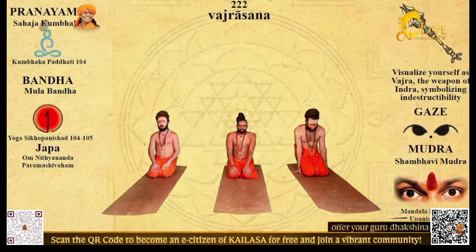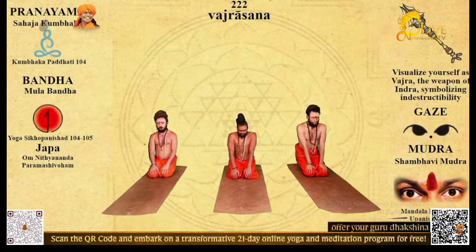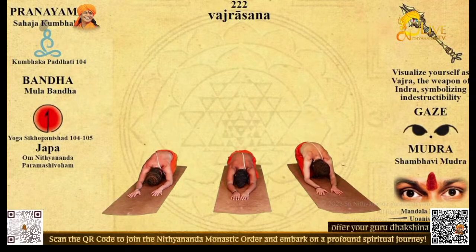Next up is Vajrasana. Now sit on your knees with the top of the feet flat on the mat, with the perineum on the heels. As you extend your arms forward, place your palms on the ground and your forehead as well. As you gaze to your nose and visualize yourself as Vajra, the weapon of Indra, symbolizing your indestructibility.